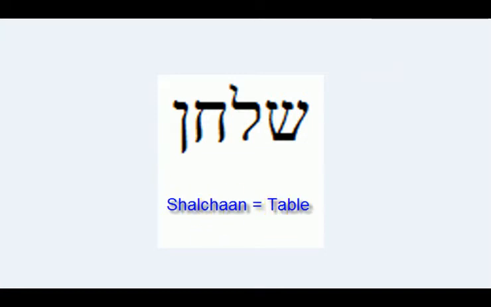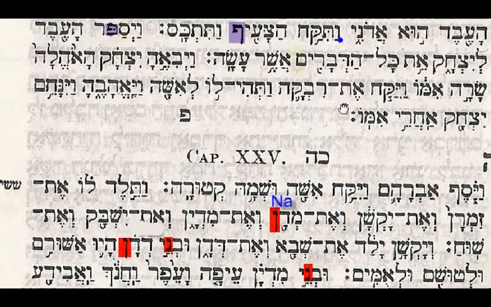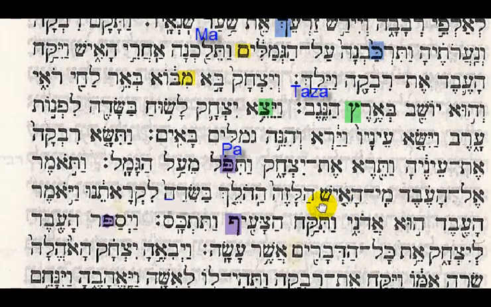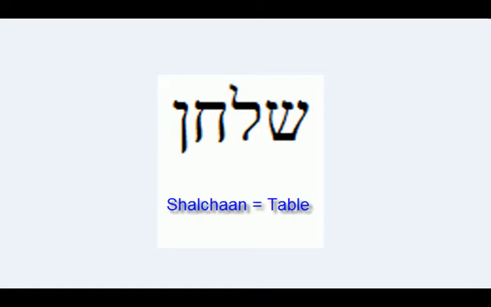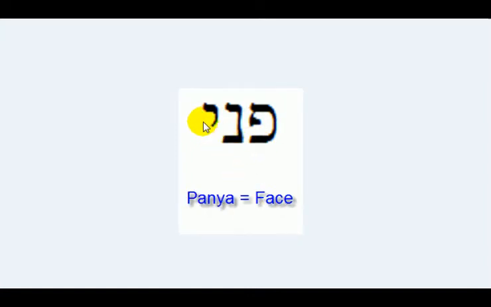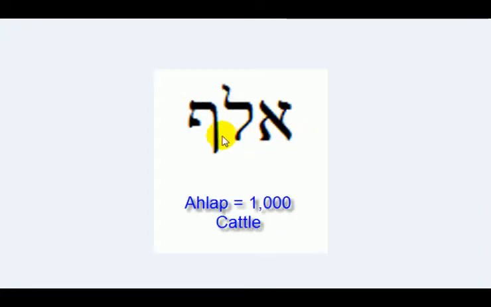Now going back here, the next letter that we got is a pa. That's the regular pa, and that's the final pa. Now I'll give you an example of that. This is the word panya, which means face. The pa is at the beginning, so you would use this regular pa. Even if the pa was in the middle, you would use the same pa. But when the pa is at the end, you would use the final pa.